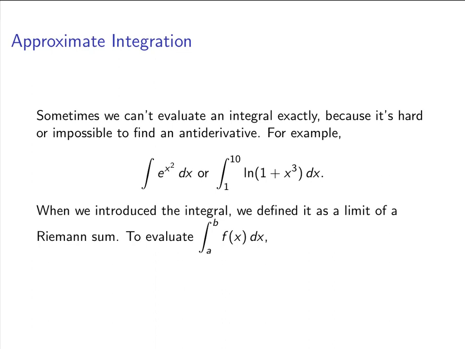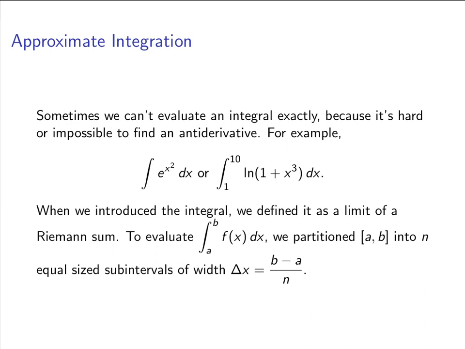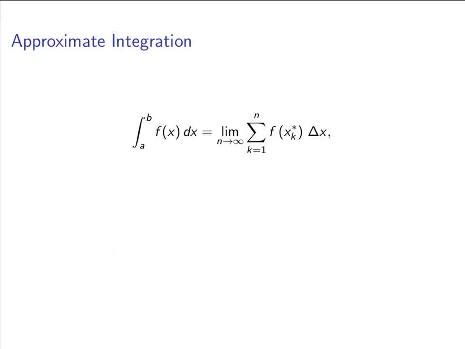In order to evaluate the integral from a to b of f of x dx, we took the interval a to b and chopped it into n equal size subintervals, and they all have the same width delta x, which is equal to (b minus a) over n. Then we said that the integral from a to b of f of x dx is equal to the limit as n goes to infinity of the sum where k goes from 1 to n of f of xk star delta x, and xk star is any point in the subinterval x sub k minus 1 to x sub k.